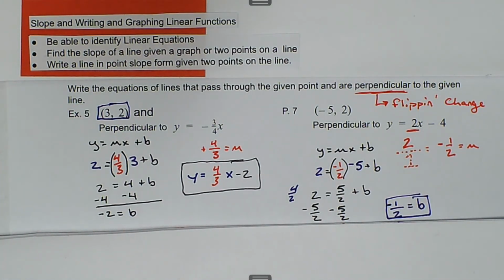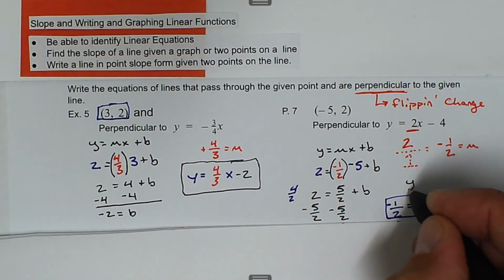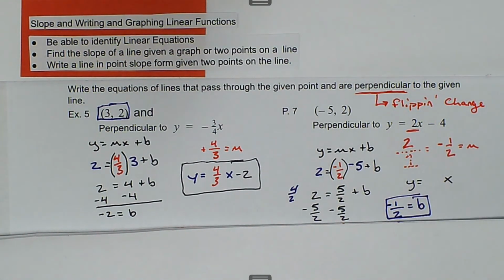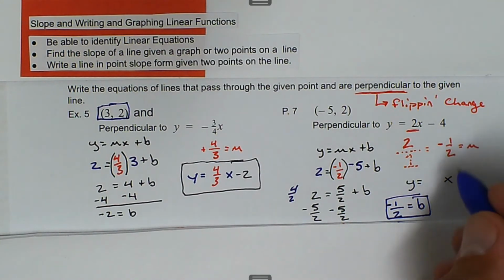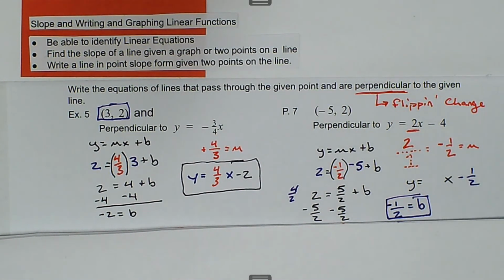And then we just write down our formula. Y stays, x stays, then we have a negative 1/2 for the y-intercept, and a negative 1/2 for the slope.